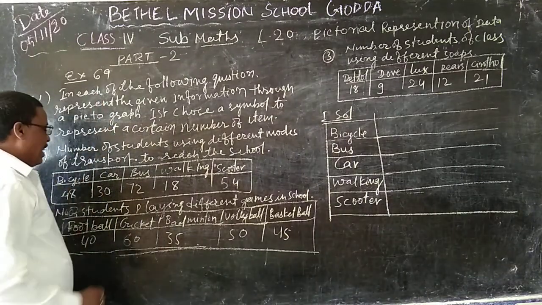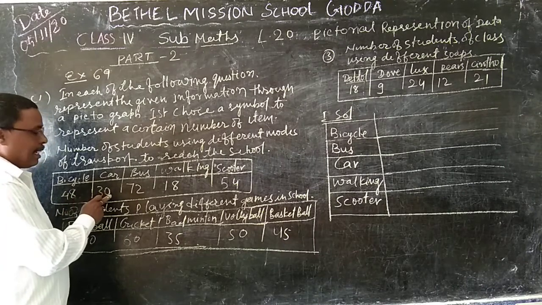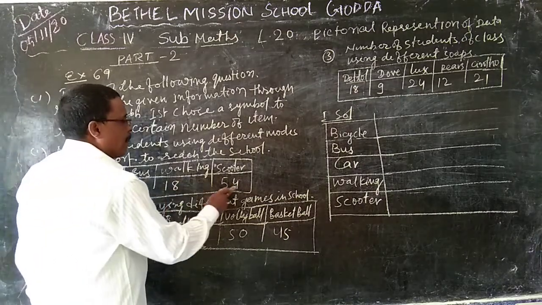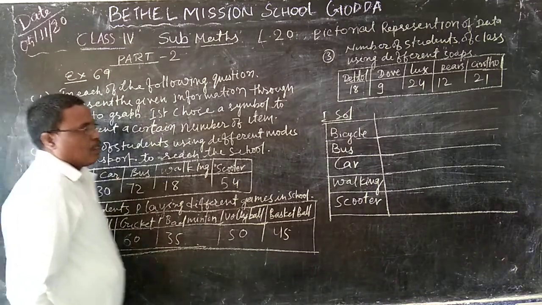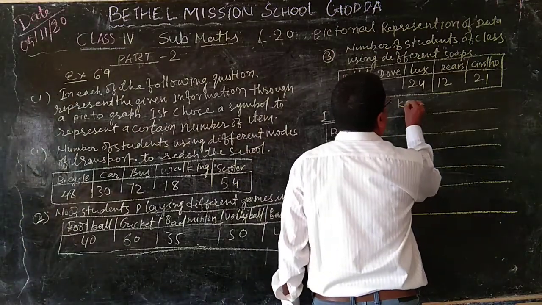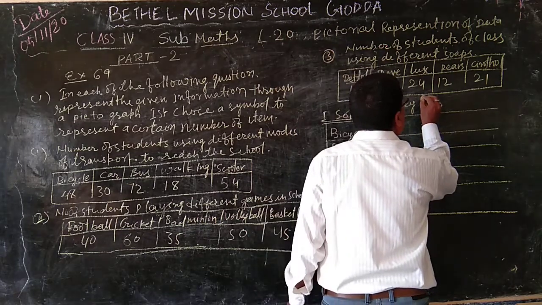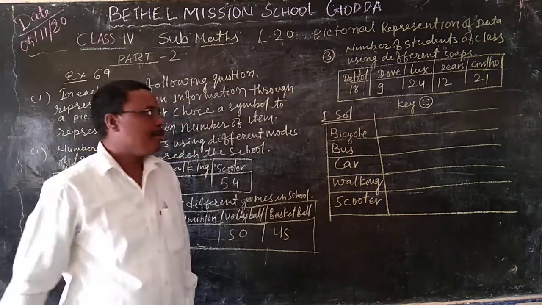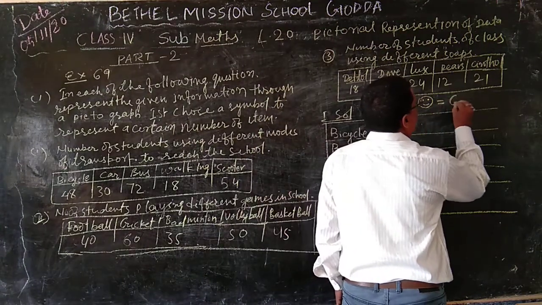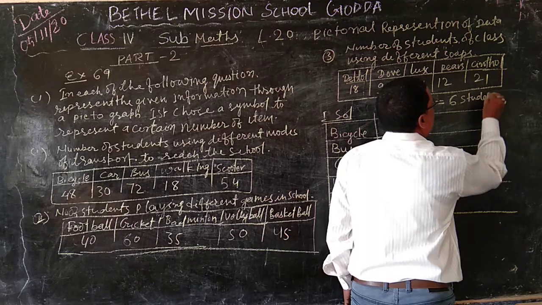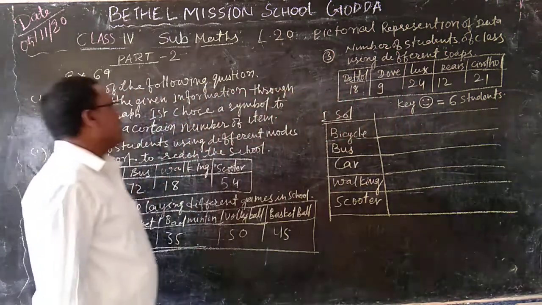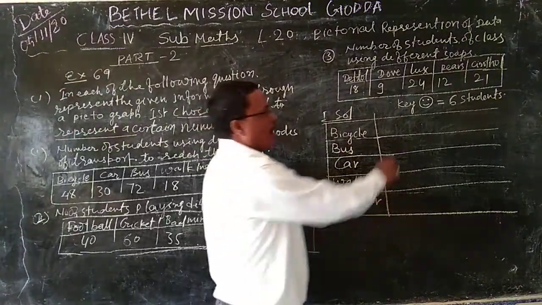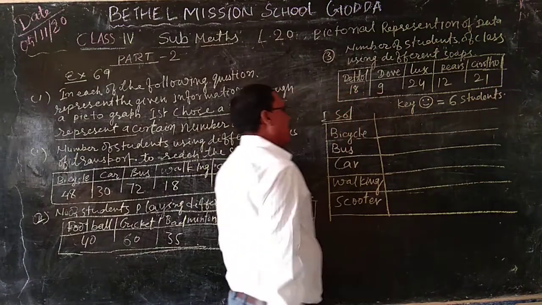So 48 divided by 6, 30 divided by 6, 72 also divided by 6, 18 divided by 6, 54 also divided by 6. So here write the key: this is a student picture, equal to how much? 6 students. Clear? So this is what? Choose the symbol to represent a certain number. Means one picture value is how much? 6.